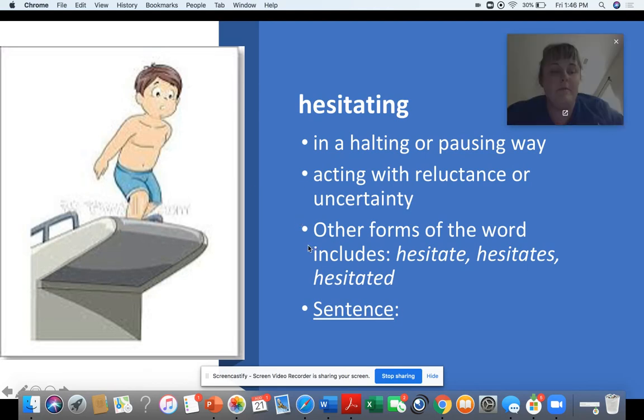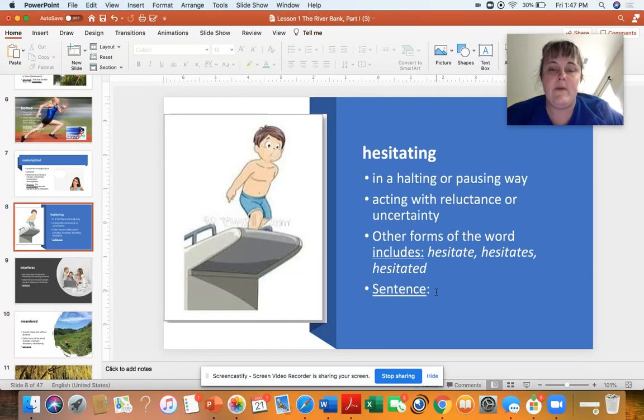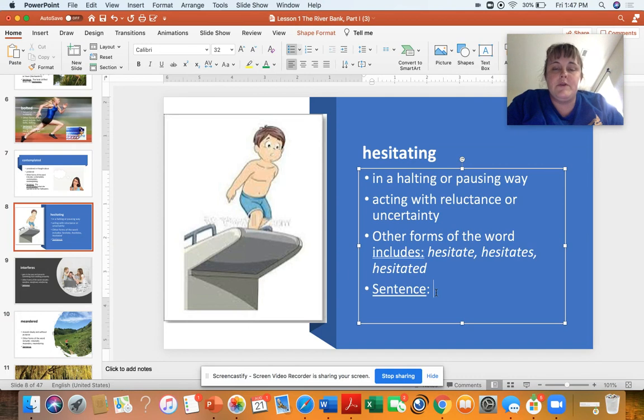Okay, so I'm going to go back. I'm hitting my button here. Hopefully I get back on my screen. One second. There we go. And I'm going to use this word in a sentence.